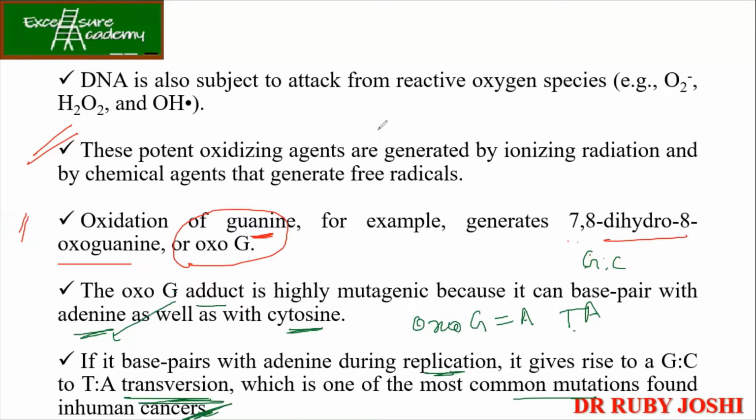So you have got the reactive oxygen species, which can result in the formation of such adducts. One example is oxo-G, which is also known as 7,8-dihydro-8-oxoguanine, or in short, oxo-G. Oxo-G can base pair with A as well as C, right? C के साथ किया तो कोई प्रॉब्लम नहीं, A के साथ किया तो ट्रांसवर्शन होगा, ट्रांसवर्शन होगा तो मतलब कैंसर होगा. Simple.